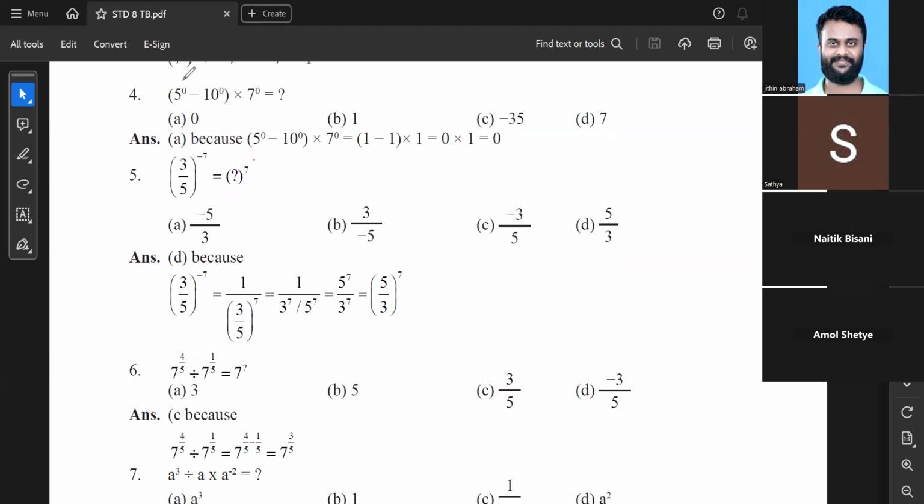So 5 raised to 0 means it's 1. 10 raised to 0, it's 1. 1 minus 1, obviously the answer is 0. Multiplied by 7 raised to 0, it doesn't matter to us because 0 multiplied by anything, the answer is going to be 0 only.